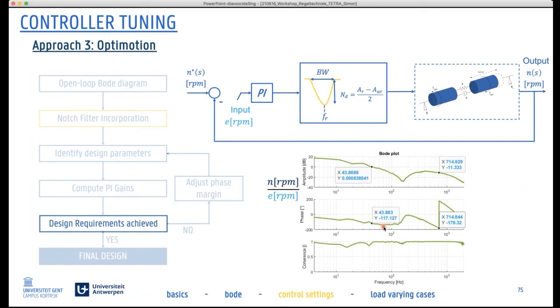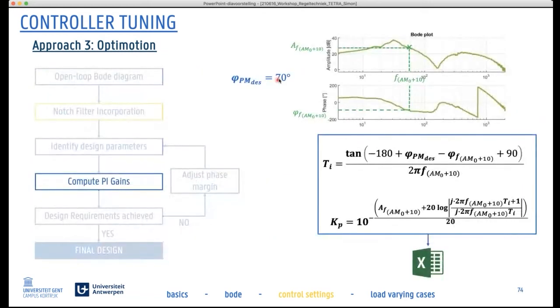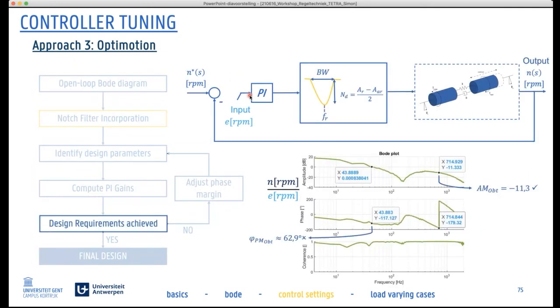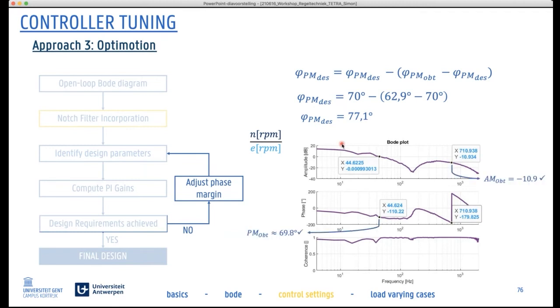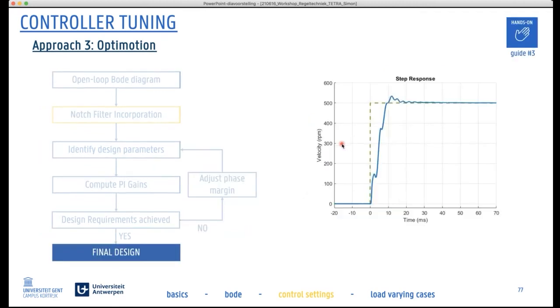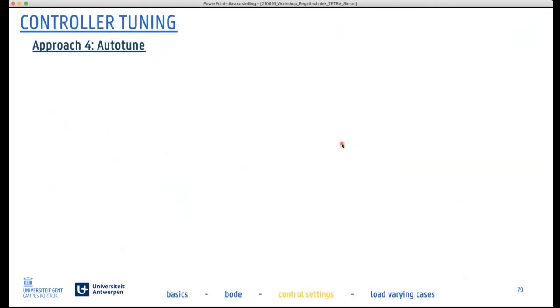That's lower than what we required ourselves. We asked for a phase margin of 70 degrees. We get a phase margin of 62.9 degrees. That's not what we wanted. Okay, then just redo the calculation, and instead of asking for 70 degrees, we ask for 77.1 degrees. So the difference between what we desired and what we obtained, we compensate in our new desired value. We put that in the formulas, and you will get the good phase margin. And then you get the final design.